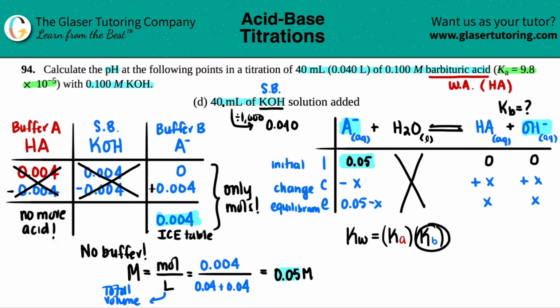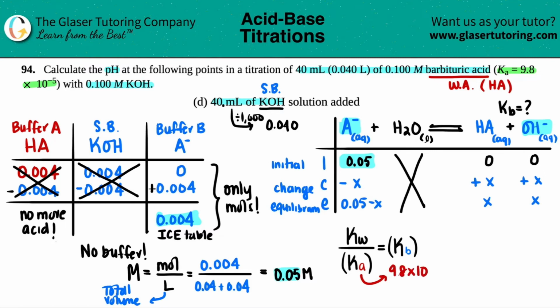If we're trying to solve for a Kb, all we have to do is divide by the Ka value. So I'm going to do that right now. We take this Ka value, put it in the denominator, and this is now going to equal the Kb. The Ka was what they told us, 9.8 times 10 to the negative fifth. And the Kw, we're assuming room temperature, so Kw is 1.0 times 10 to the negative 14th.